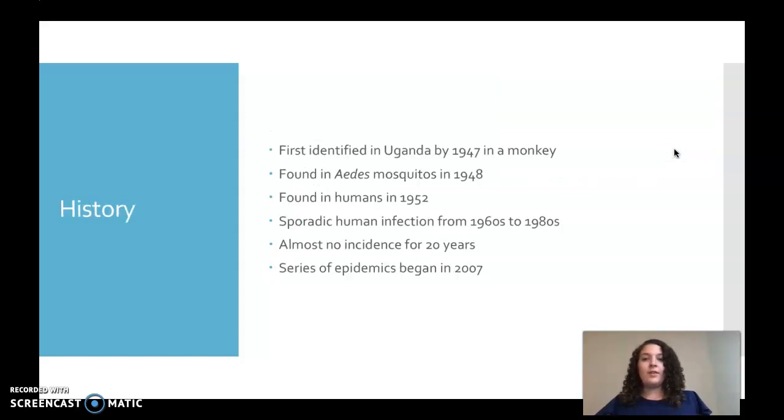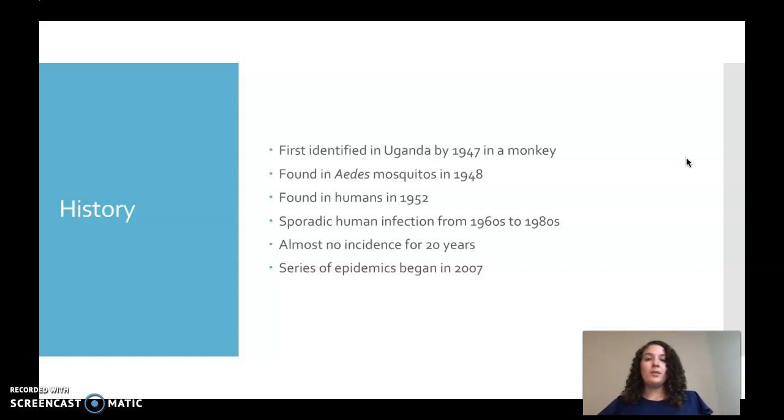So a little bit about the history of Zika virus. Zika virus was first identified in Uganda in 1947 in a monkey. There were a team of scientists out there doing research on similar viruses, and they noticed this disease in a monkey. It was isolated from that monkey. A new disease was discovered. It was then found the next year in the Aedes mosquitoes, which is the primary transmitter of the virus.